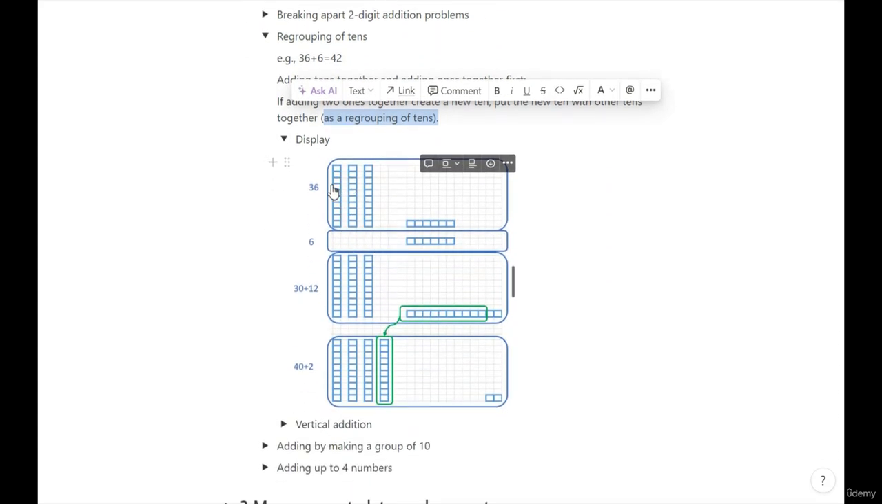First, we have the number 36, that is 3 tens and 6 ones here. Then we have to add 6, so that is 6 ones here. So the first step is to add tens together. That is only 3 tens here, so we put them here, and then we add ones together. So 6 plus 6, we get 12.